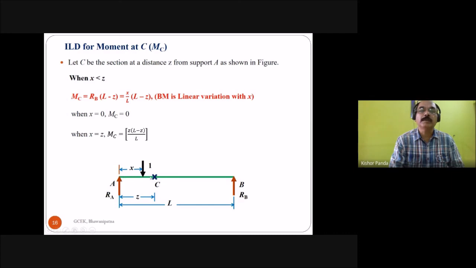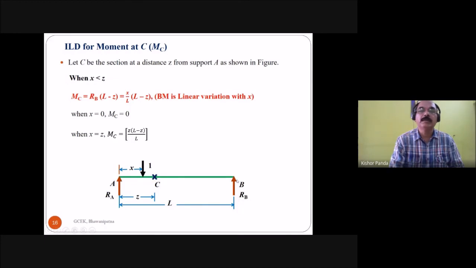When the unit load is present on the left portion, that is from A to C, what is the moment? And for the right portion, when the unit load is present between B and C, that is from C to B, what is the bending moment? That you have to find out. X is less than Z. So you have to find out what is the moment here.